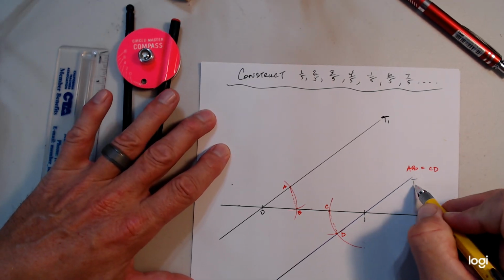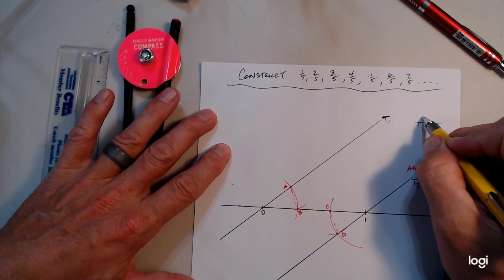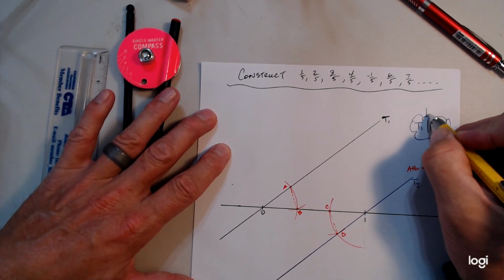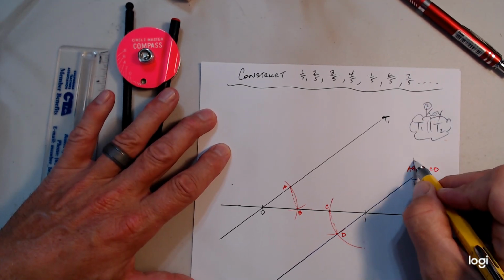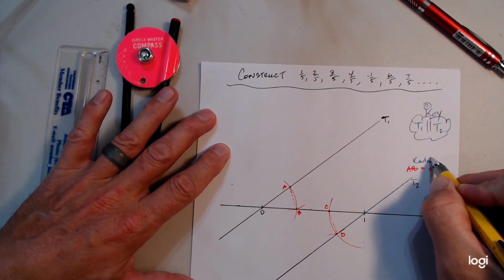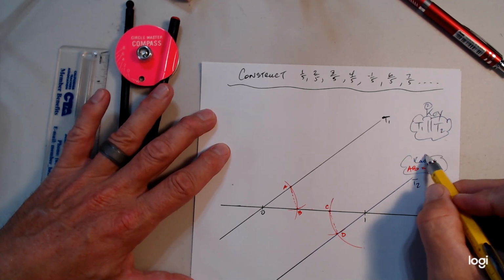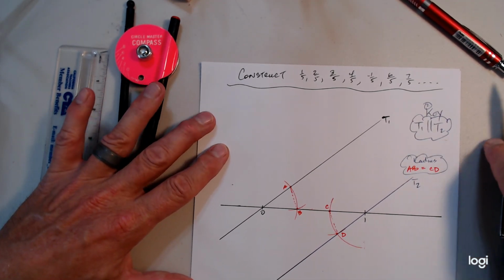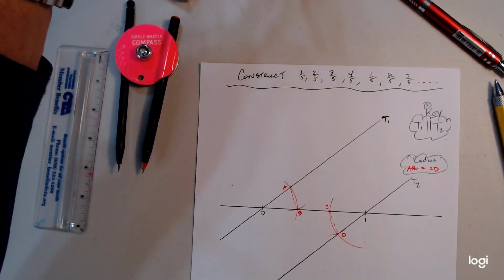Alright, so that's T2. Really important: T1 is parallel to T2. That's another key point, key point number 2. Key point number 1 was that the radius from A to B is equal to C to D. Now I have these angles congruent, and some people were asking me why is that important? What's going on here?